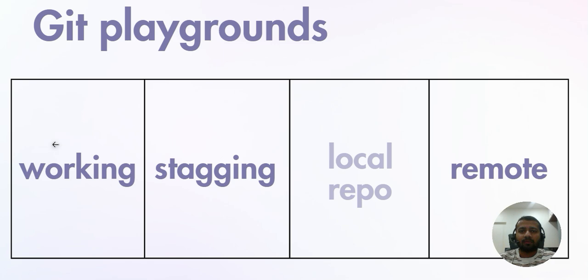So the first area is the working directory. Working directory is nothing but your project structure. Whatever files you add, edit, or delete, that is nothing but your working area. The next playground is the staging area. Out of the files that you have edited or deleted, you pick a few files and you decide that those files will be part of the next commit. So those files become part of the staging area.